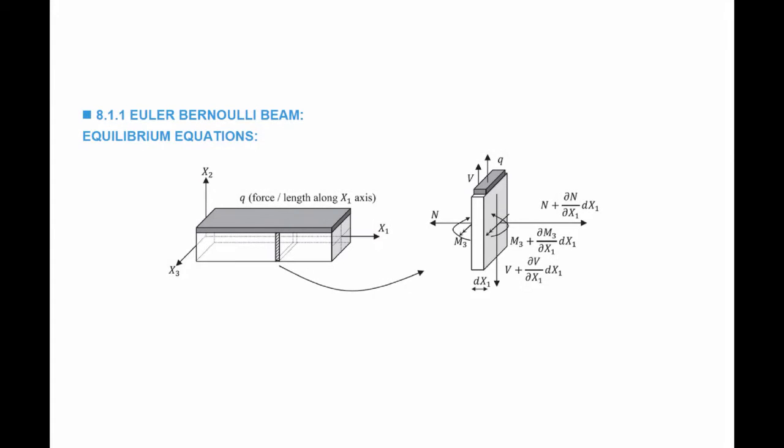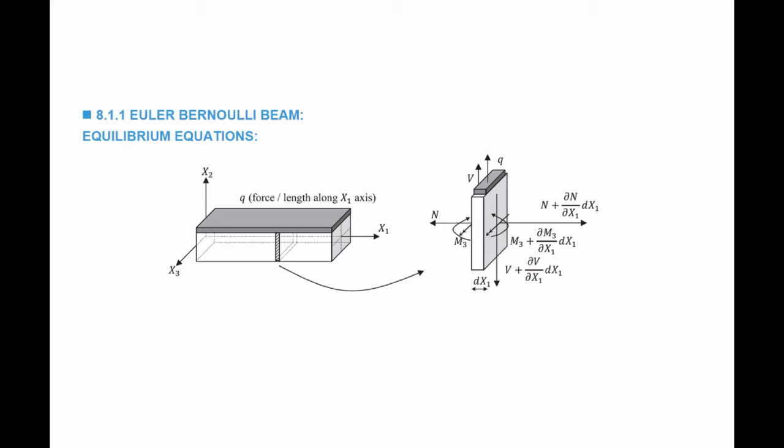The next step to develop the beam equations is to find the equilibrium equations, and to do so, we're going to assume that there is a distributed load Q acting on the beam, and usually we assume that it's acting upwards, and then we're going to extract a small sliver of the beam and look at the forces acting on that small sliver of the beam. On the left, we're going to assume that the shear force is acting upwards, V. On the right, we're going to assume that it's acting downwards, V plus partial V by partial x multiplied by delta x, and here delta x is dx1.